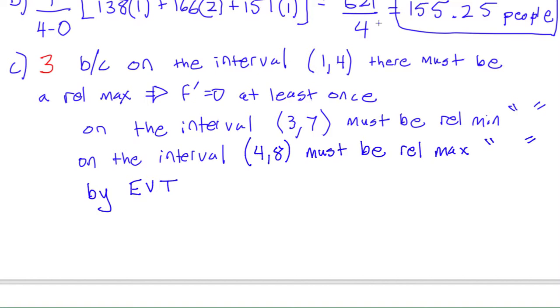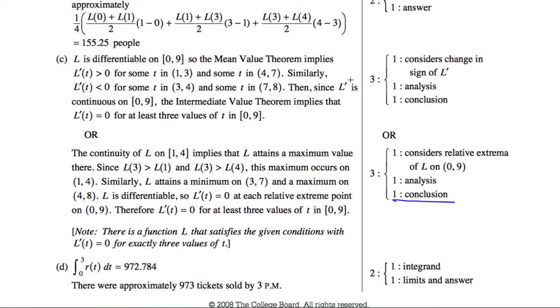Cool. I think that is all the explanation I need. And notice that it's asking for relative extrema. I did that. The analysis is noting that EVT means that I have f prime equal to 0, so I'd get that point. Again, there's the other answer key if you want that.